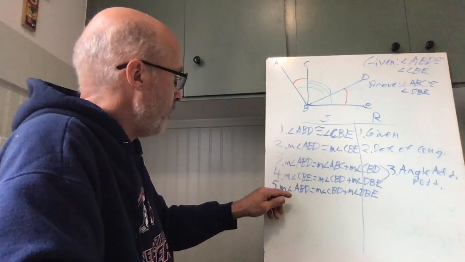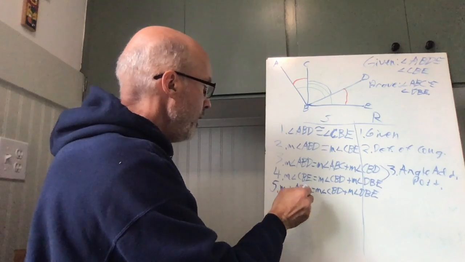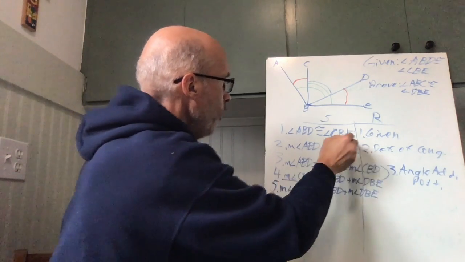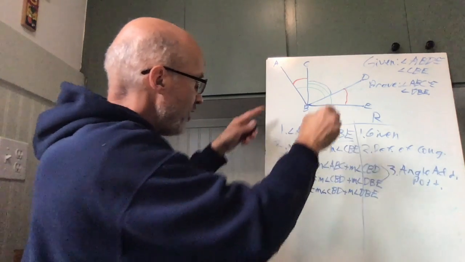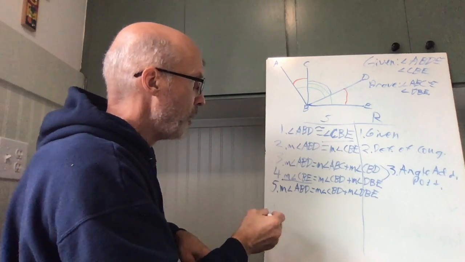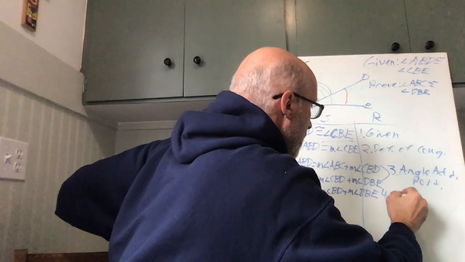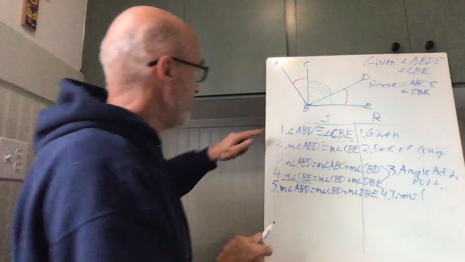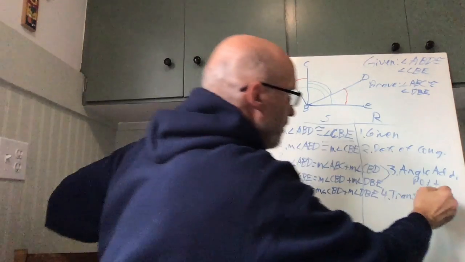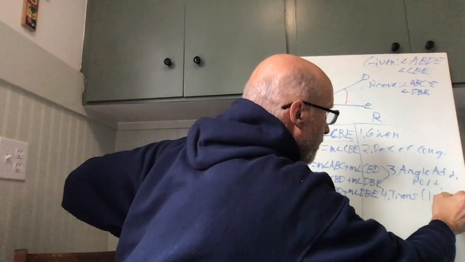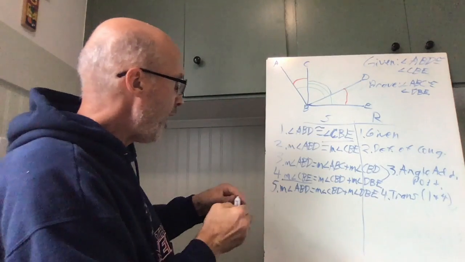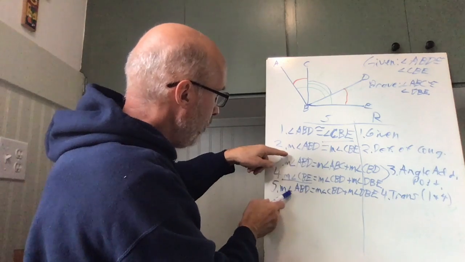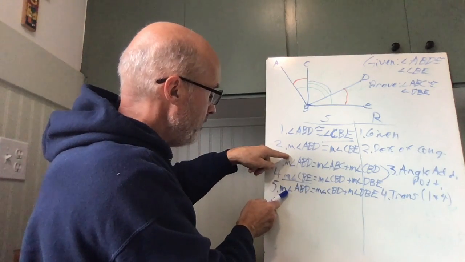And what property is that? Now, remember, I have one entire side here is CBE, so that's a clue that it's going to be the transitive property. Transitive. And that is steps 1 and 4. So now, I have a way to link these two together because they both equal ABD.